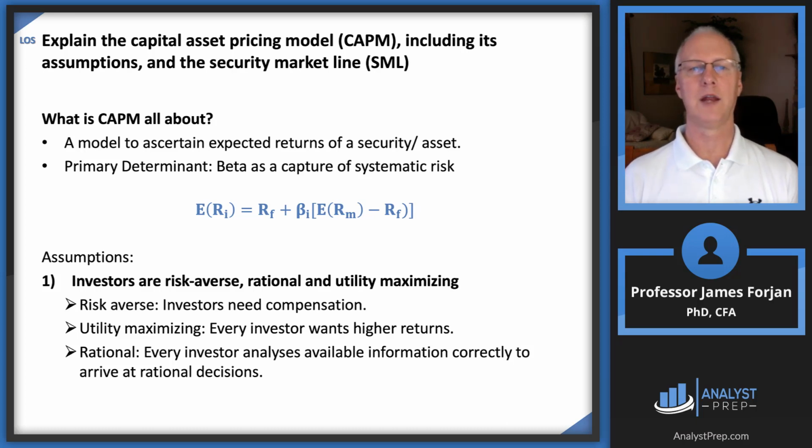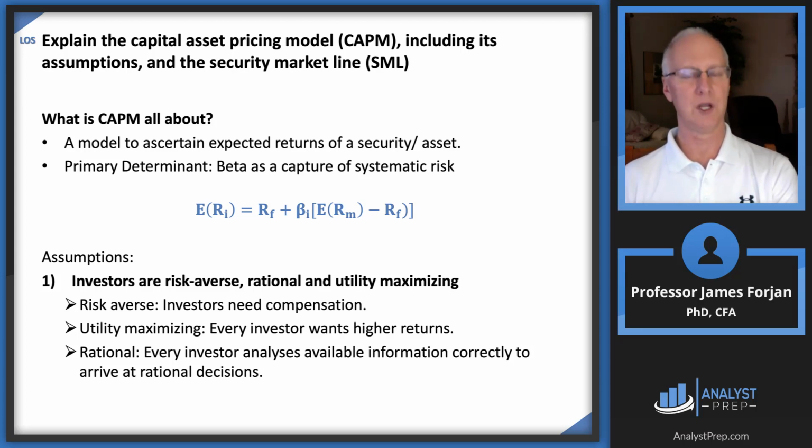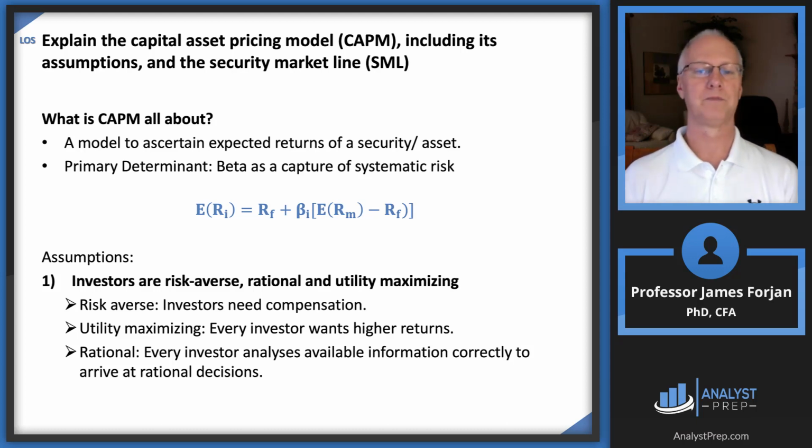All right, so let's go ahead and look at the assumptions here because that's what the LOS asks us to do: explain the assumptions. Explain means more than just memorize or define. So here we go. Investors are risk averse, they are rational, and they are utility maximizing. And so what does risk averse mean? In the simplest sense, it simply means that in order to motivate an investor to take on more risk, you're going to need to provide he or she with more return.